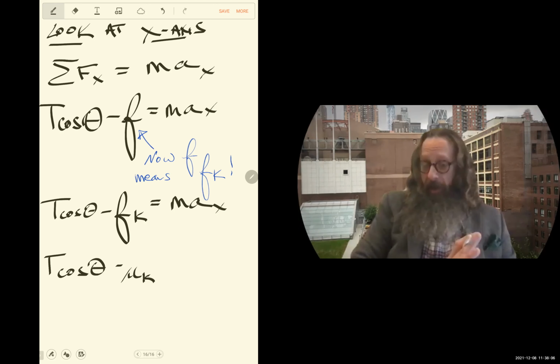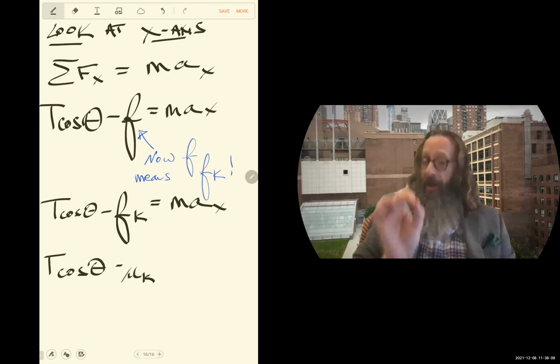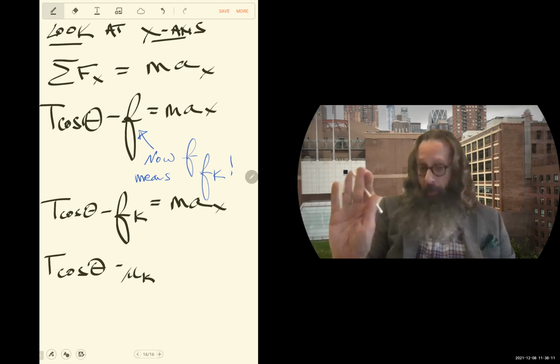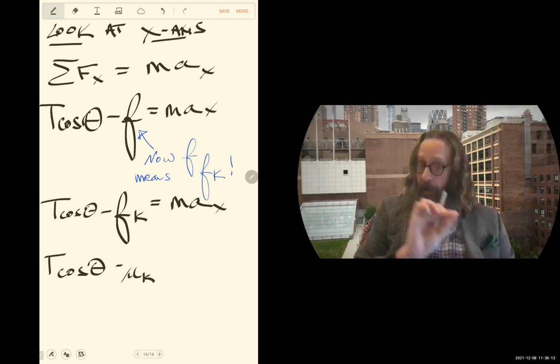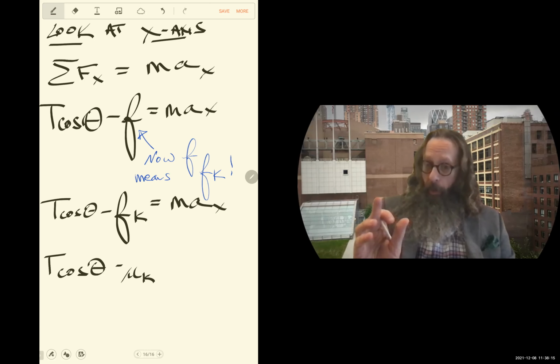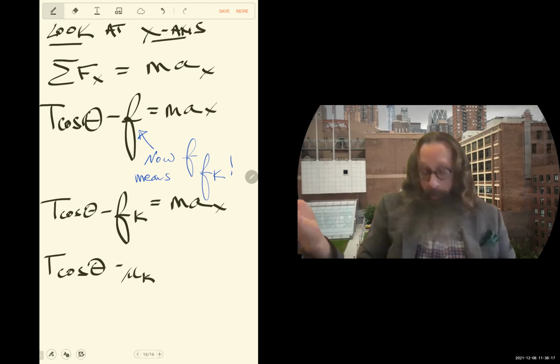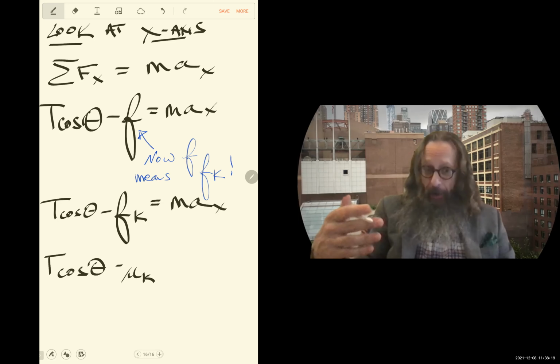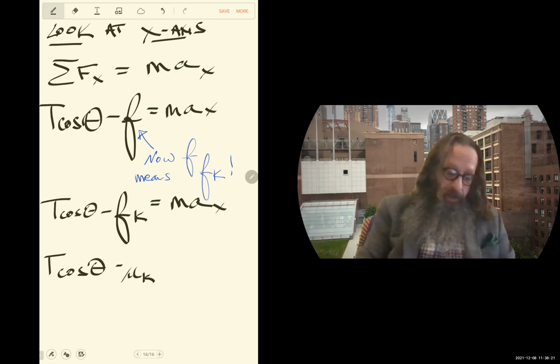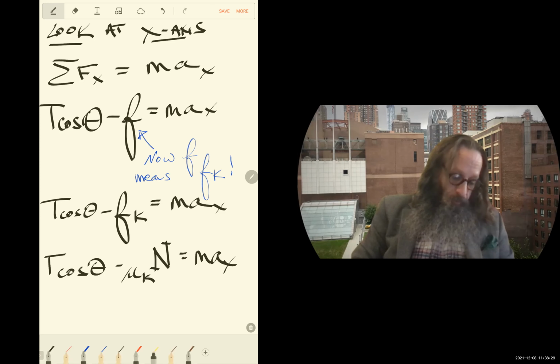Now the friction is kinetic. Kinetic friction is always one thing: the kinetic coefficient times the normal force. And the normal force is whatever we put all of our work into figuring out already. It's just that the coefficient changes now. The normal force we got from the y-axis.